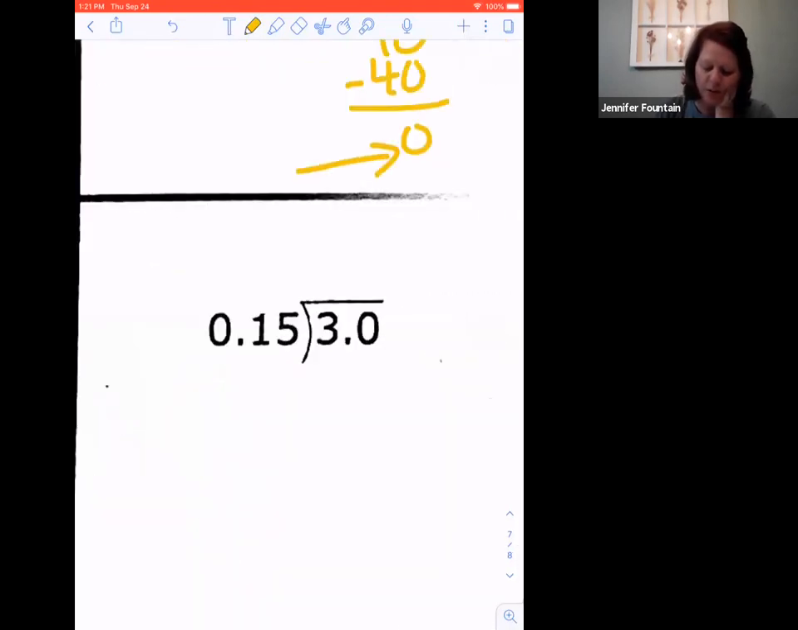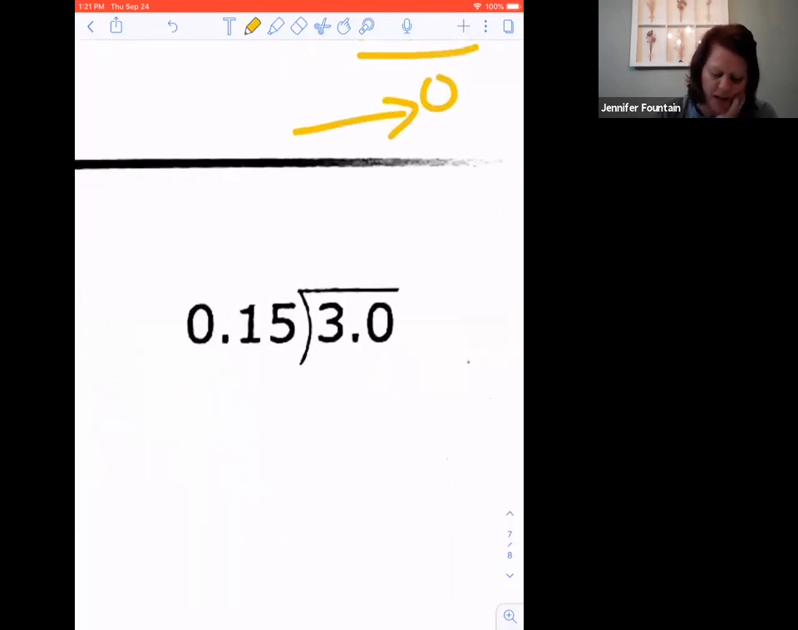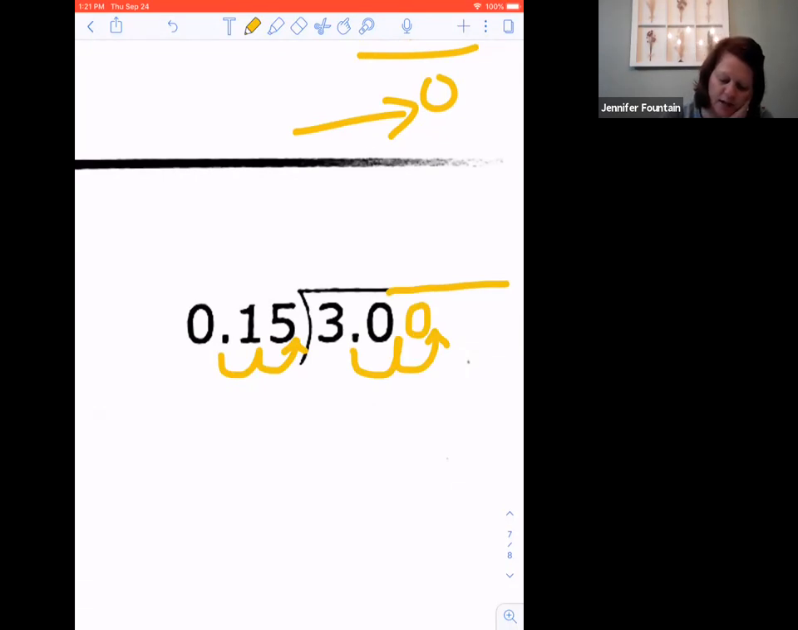Move over to 0.15 into 30. Now in this one, I have to move my decimal place 2 places. Here, I have to move it 2 places also. So since I don't have anything after that 0, I put another placeholder 0. I'm going to extend my line right there, and I'm going to go ahead and put my decimal in my answer up there where it would go. So now I have 15 into 300. So I'm going to start with 15 into 30.